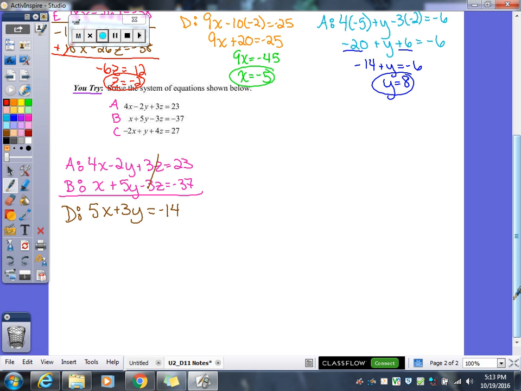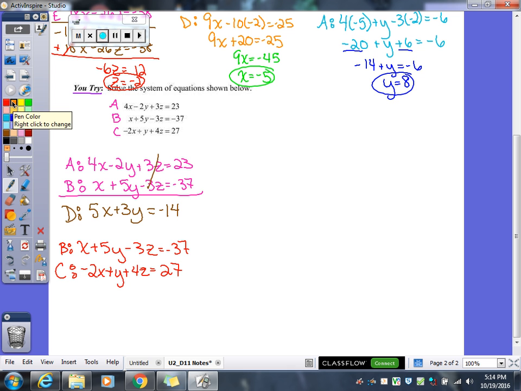So now I need to pick two other equations. Again, I have to get rid of z since I got rid of z before. So I'm going to use equation B, and I'm going to use equation C. So I've got the positive negative in my z. That's what we want, but I just got to get them to be the same number.